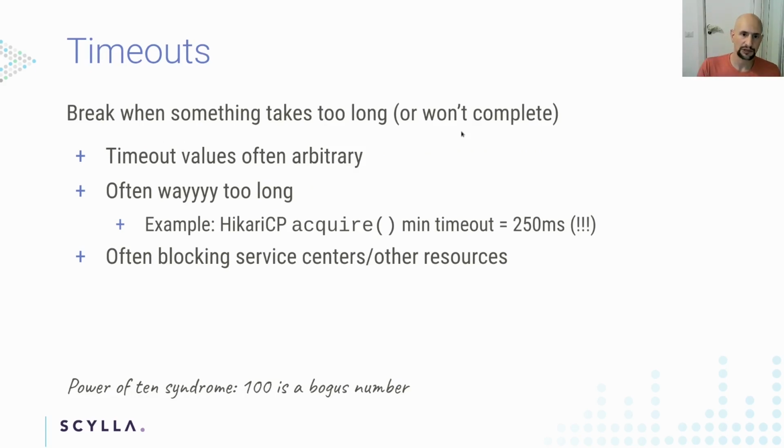Timeouts. So timeouts is something that we need to have. Basically, we're going to break or stop or cancel a task when something takes too long, or maybe it won't complete because we lost a packet somewhere. Doesn't matter. The problem is that timeout values are often arbitrary. How do I know they're arbitrary? Because they are too nice. If you look at the number and it's 1,000, there's no way someone measured this. Numbers that you measure are never that nice and that clean. It's usually something like 2.7. It's never 100, right? So most of the values that we see are arbitrary, and they're way too long often.